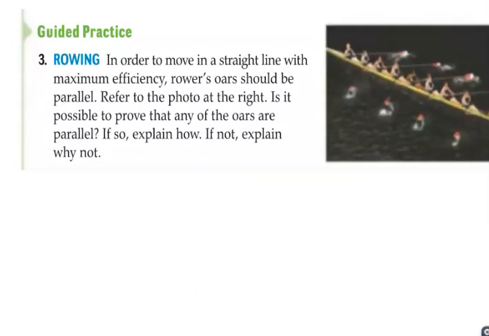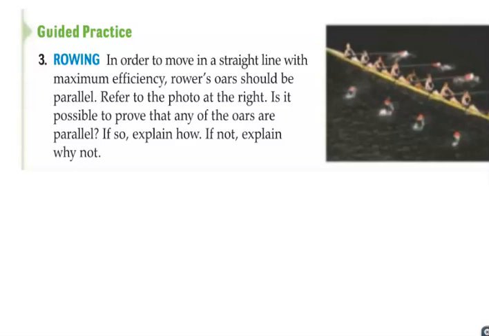All right, last one. In order to move in a straight line with maximum efficiency, rowers' oars should be parallel. So they got to be parallel in order for them to row correctly. Is it possible to prove that any of the oars are parallel? Well, how could we prove that? By using, do we have any information to prove that?